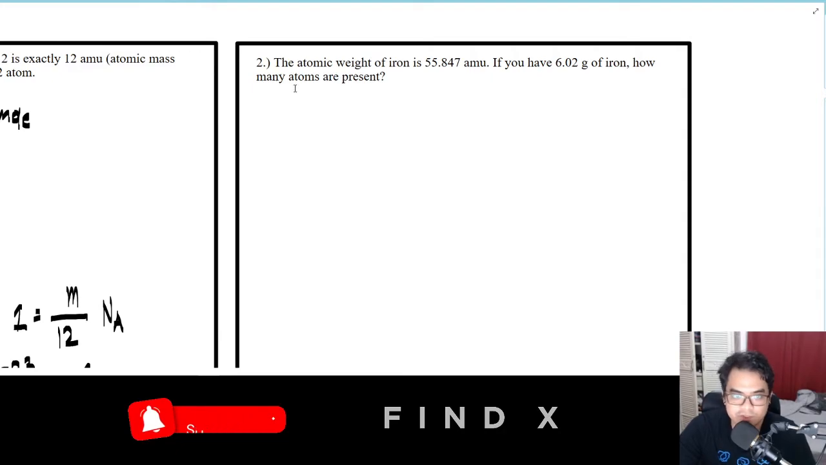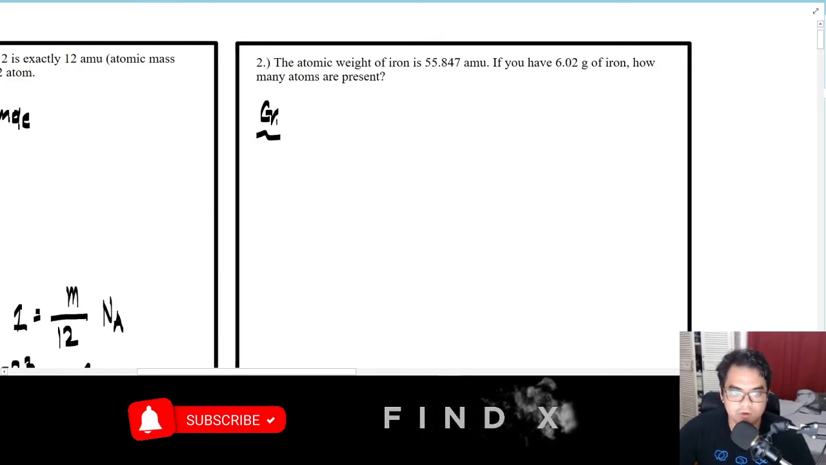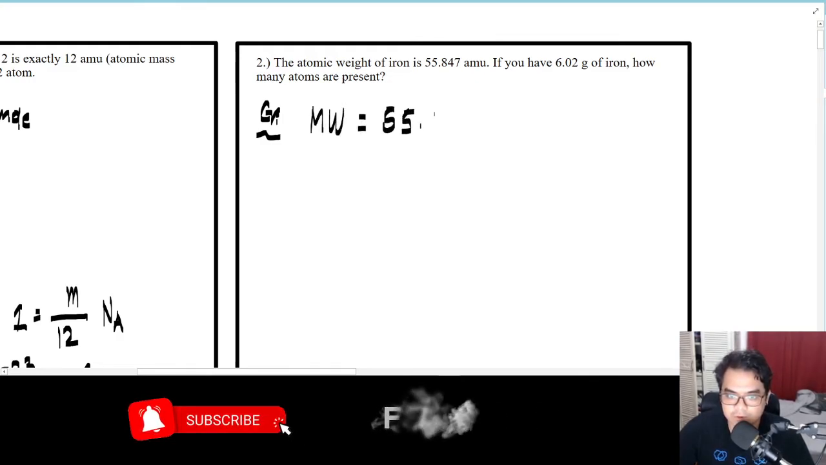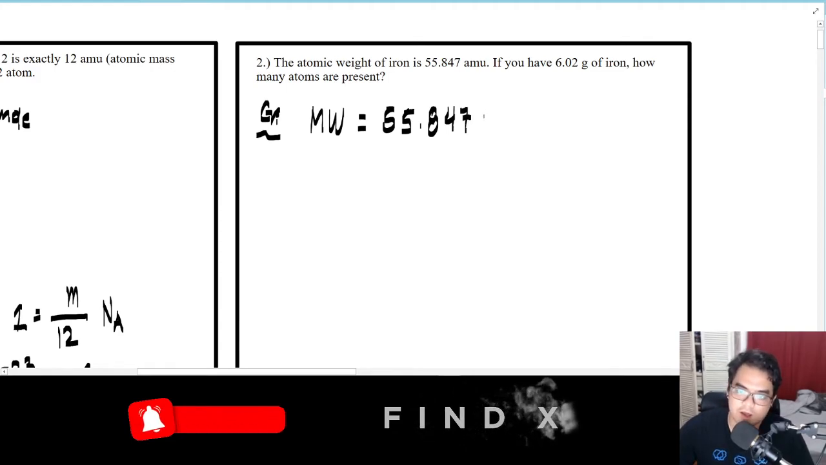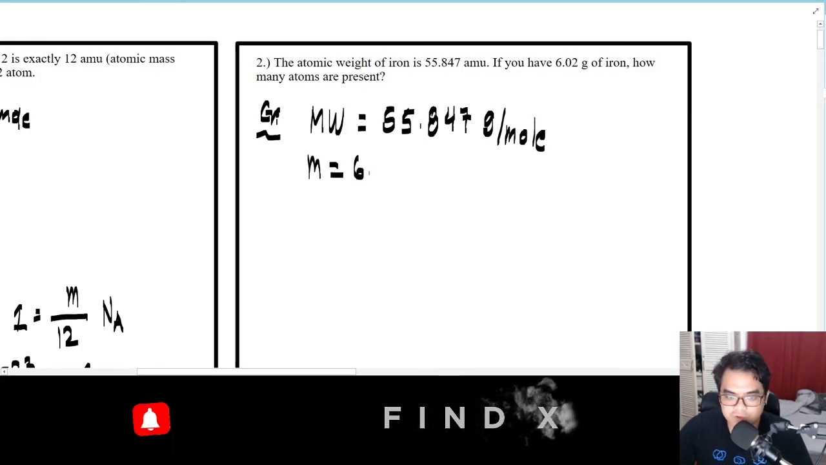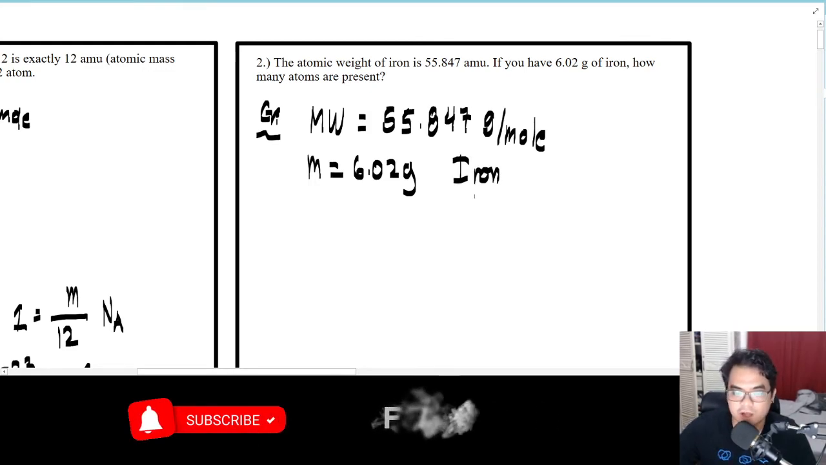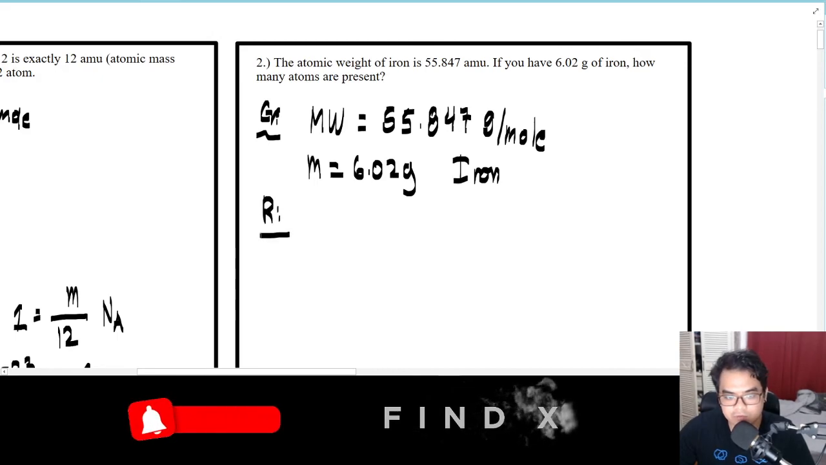Moving on to the next number: the atomic weight of iron is 55.847 AMU, or atomic mass unit. Let's put down all the givens. We have the molecular weight, which is equal to 55.847. AMU, you can also write this as gram per mole. If you have 6.02 gram, that is the mass, of iron, so the element is iron, how many atoms are present? Therefore, we are required to find N.